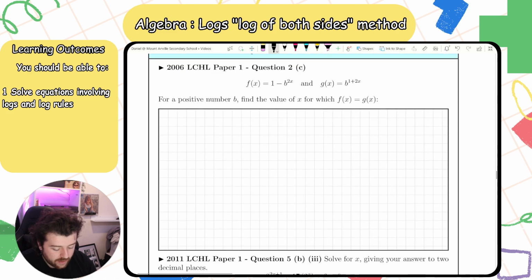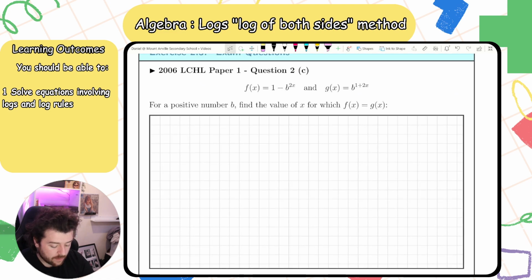Right, so let's have a look at some index equations now where it would be helpful to use log of both sides. So 2006, this is from paper 1 question 2. f of x equals 1 minus b to the power of 2x, and g of x equals b to the power of 1 plus 2x. For a positive number b, find the value of x for which f of x equals g of x. So 1 minus b to the 2x equals b to the power of 1 plus 2x.